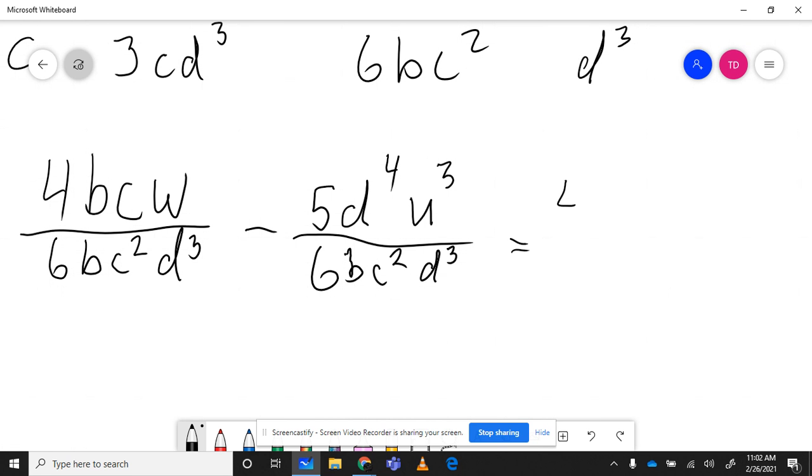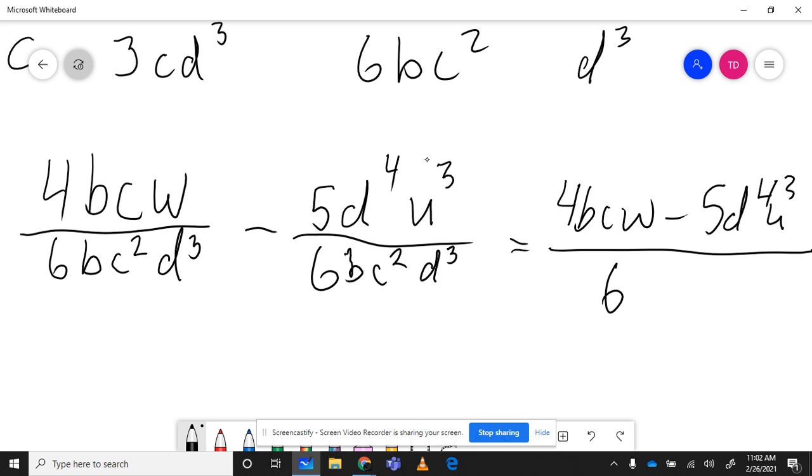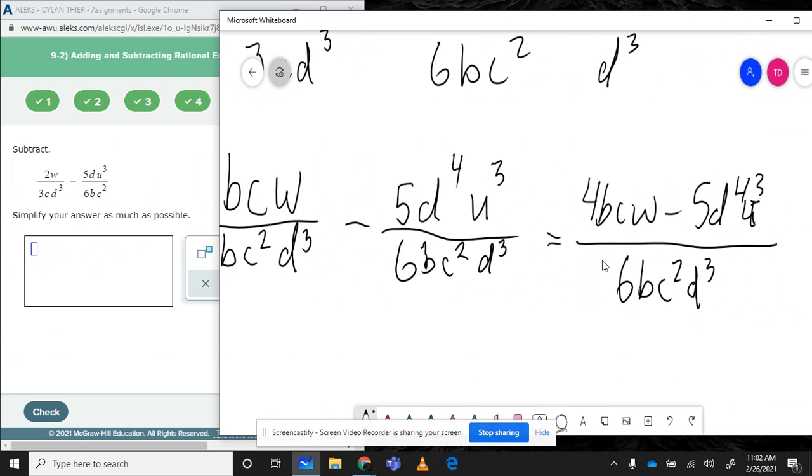So altogether we'll have 4bcw minus 5d to the fourth u to the third all over that 6bc squared d cubed. Okay, now I'm looking up here. I don't see any common variables. So b, c, and w, d, and u. So there's no common variable I can pull out and hope to cancel out on the bottom. 4 and 5, there's not going to be a common factor to pull out of there. So I think this big mess of an answer is going to be what I need to type in.